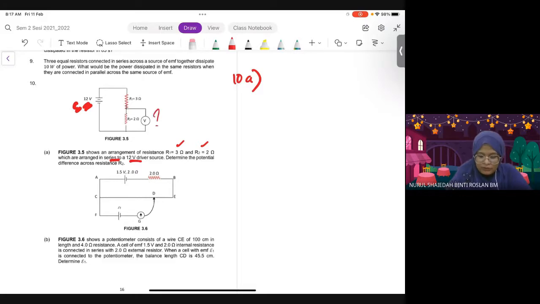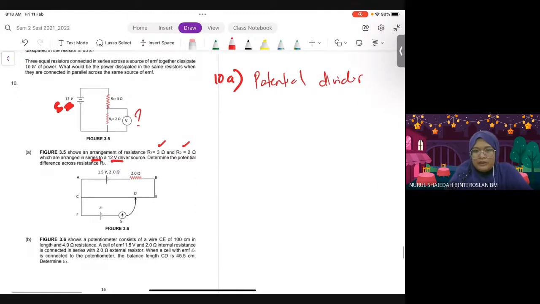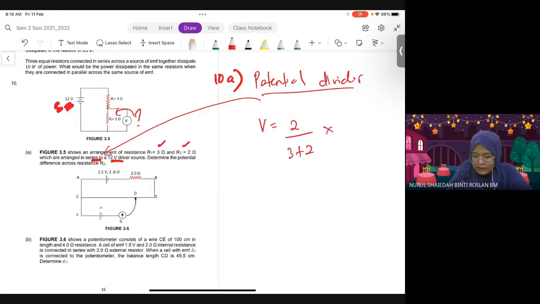So, they ask you to find this V. So, ini adalah case potential divider. Kenapa nama dia potential divider? Sebab dia dalam bentuk series. Okay, kita nak cari V. Macam mana kita nak cari V? Ingat, apa duduk depan dia? 2 bahagi total lah. 3 tambah 2 darab dengan total 12.